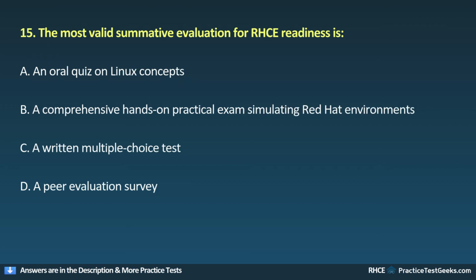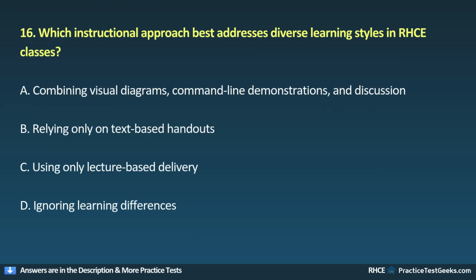15. The most valid summative evaluation for RHCE readiness is A. An oral quiz on Linux concepts. B. A comprehensive hands-on practical exam simulating Red Hat environments. C. A written multiple-choice test. D. A peer evaluation survey.